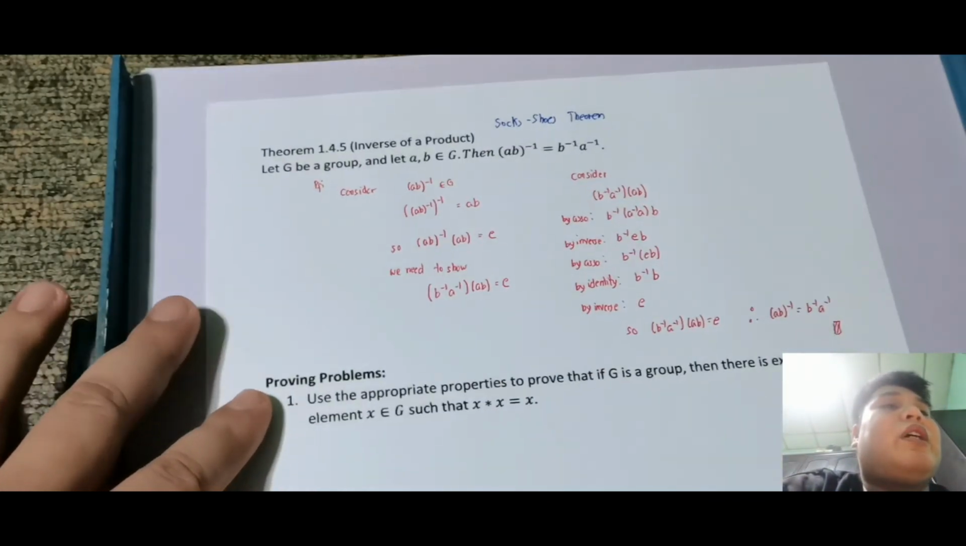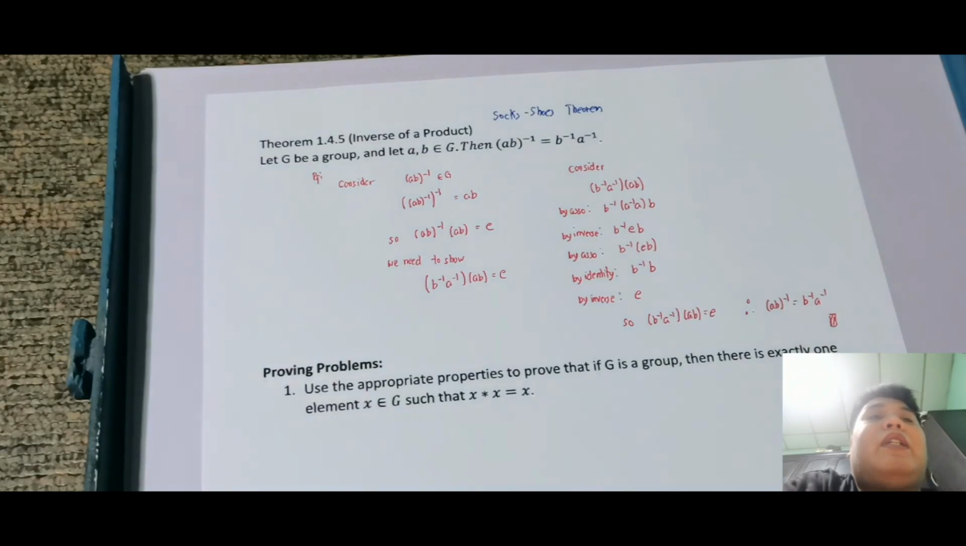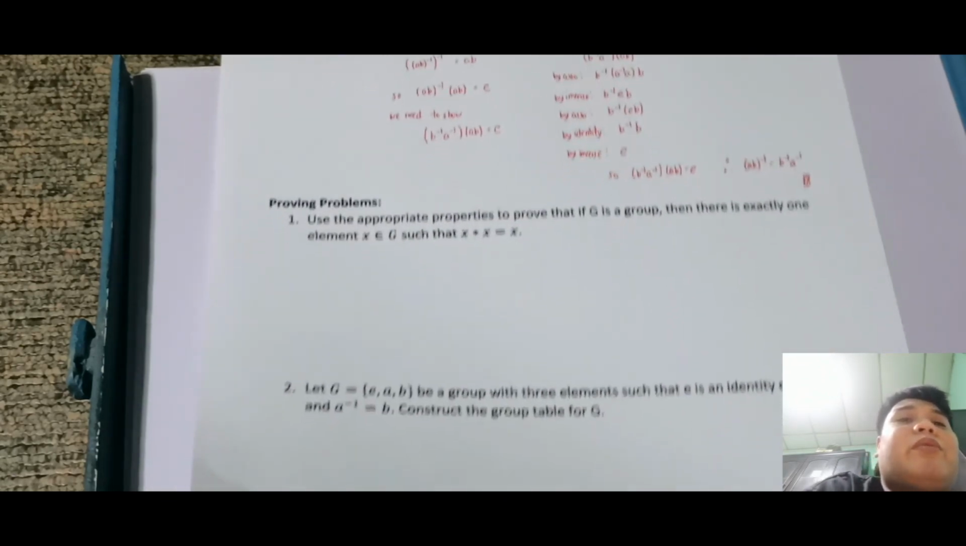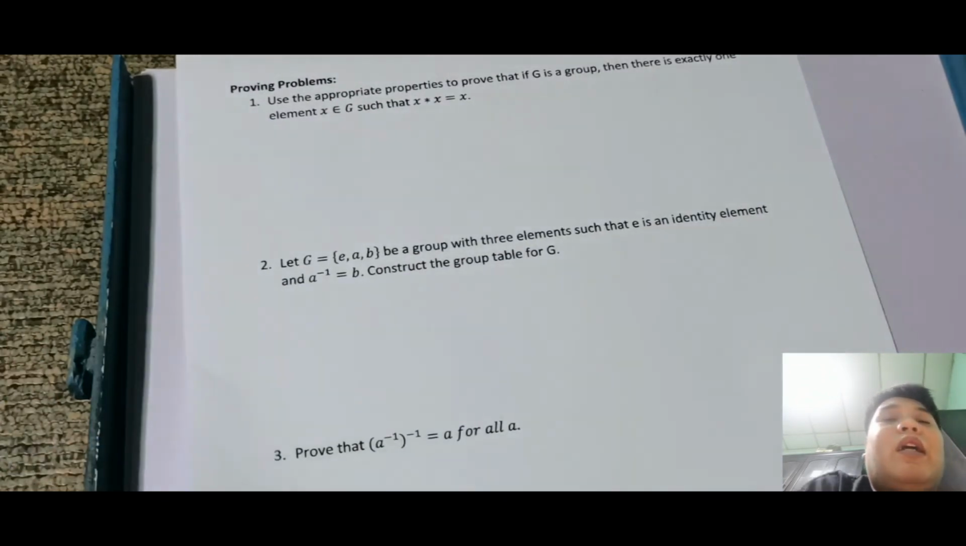Okay, so ganun siya kasimple. So again, yan si socks-shoes theorem. So lagi siya magagamit. Okay, yan effect ni socks-shoes theorem. So thank you for watching. Ito lang yung topic natin sa video na to, yung elementary properties ng group natin. So again, hoping na panoorin mo next video natin, kasi next video natin is about proving problem. So magpo-prove tayo using yung ating mga theorem na yan.